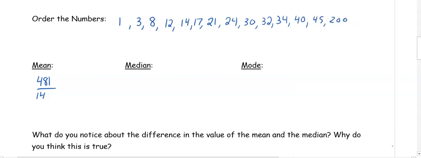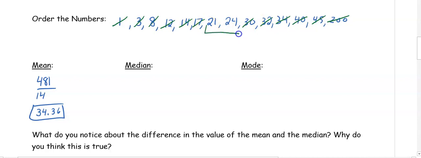And when we round, we get 34.36. To get our median, we're going to cross off from each side. So 1 and 200, 3 and 45, 8 and 40, 12 and 34, 14 and 32, 17 and 30. We are left with 2 numbers because it's an even set. So what we have to do then is add those 2 numbers together and divide by 2 to find the middle number.